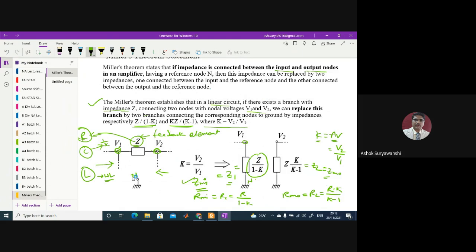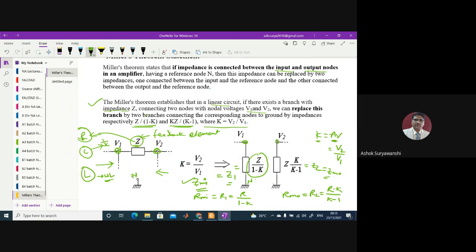And if it is a resistance between input and output, then according to Miller's theorem, we can split this feedback element into two elements, one on the input side and one on the output side. One is connected between the input node and ground, the other between the output node and ground, and then it gets simplified. Maybe in the example you will understand in more detail.